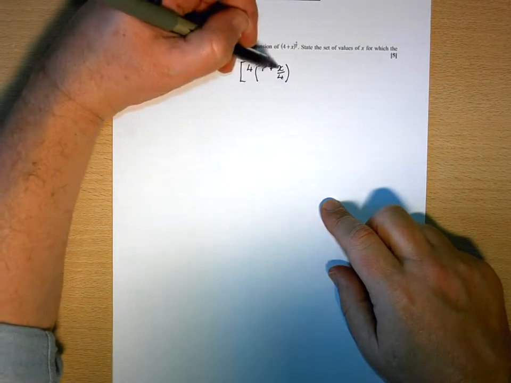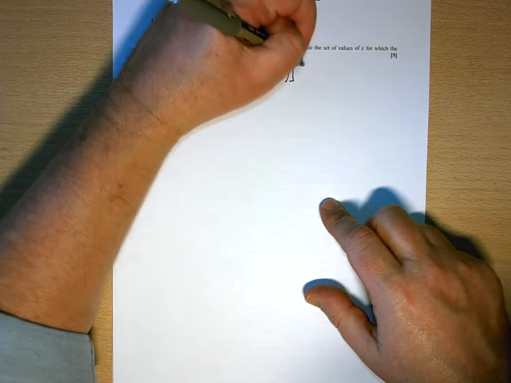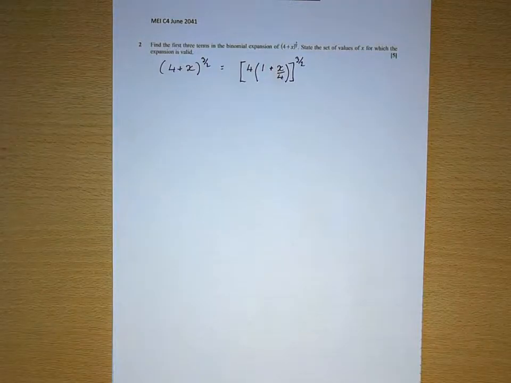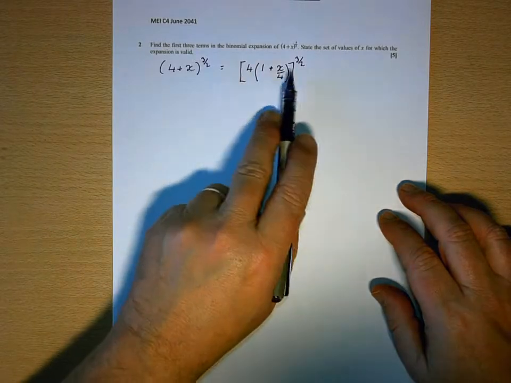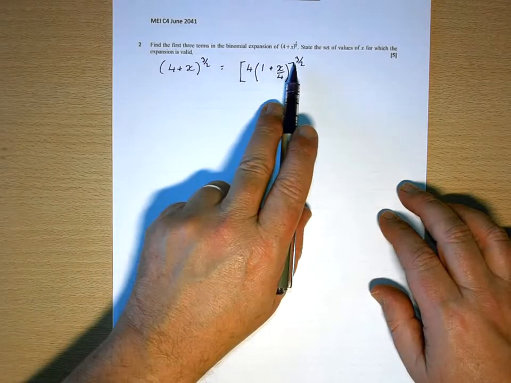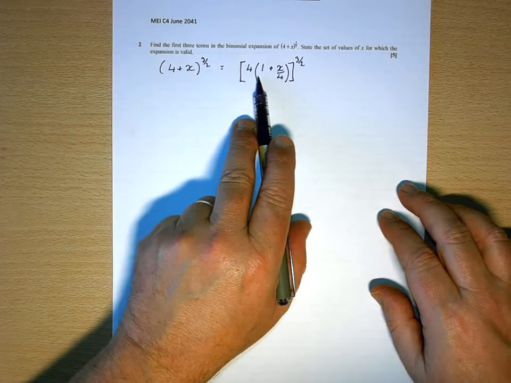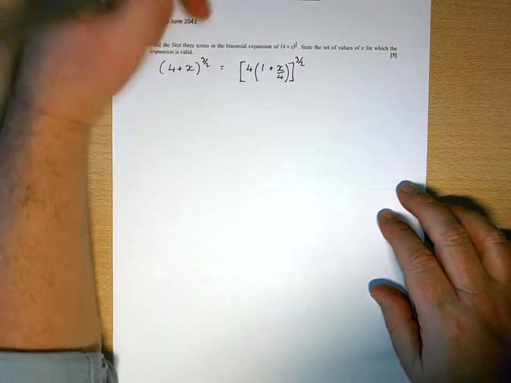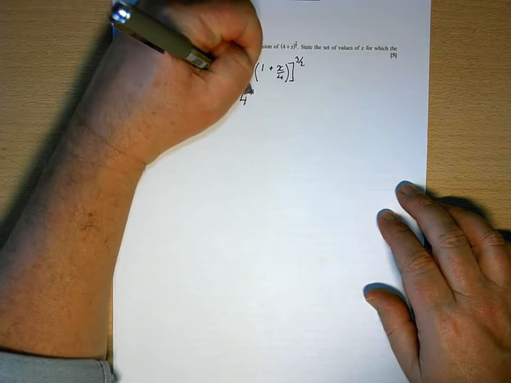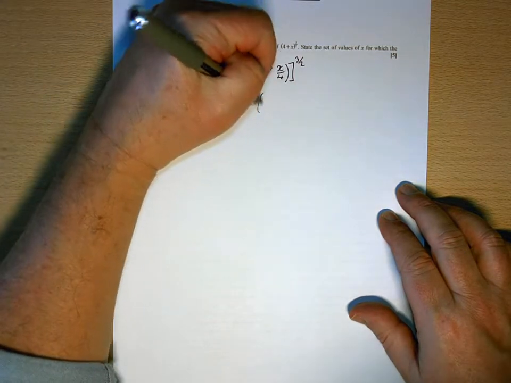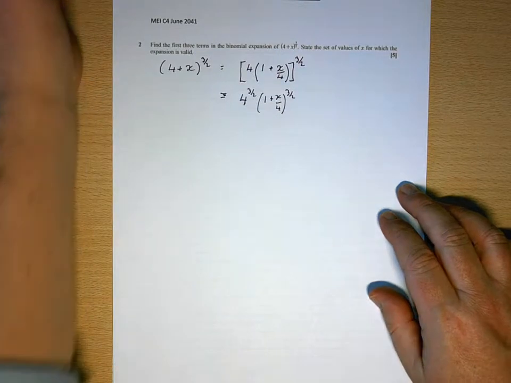Check it by multiplying out. 4 times 1 is 4. 4 times x over 4 is x. And that is all being raised to the power of 3 over 2. Now, when you're raising multiple factors to a power, then you can raise each individual factor to that power as well. So we can write that as 4 to the power of 3 over 2 multiplied by 1 plus x over 4 to the power of 3 over 2.